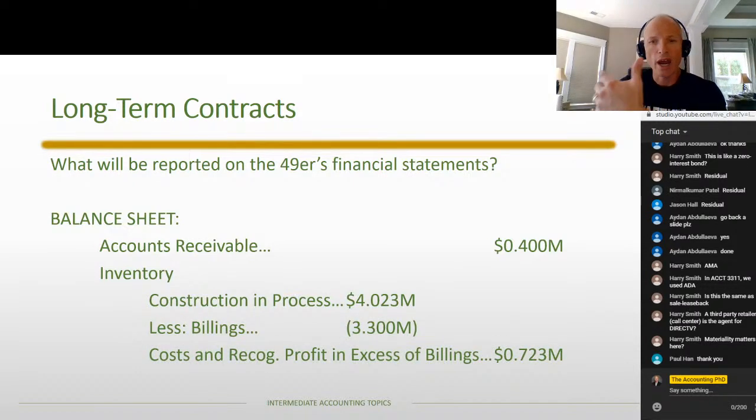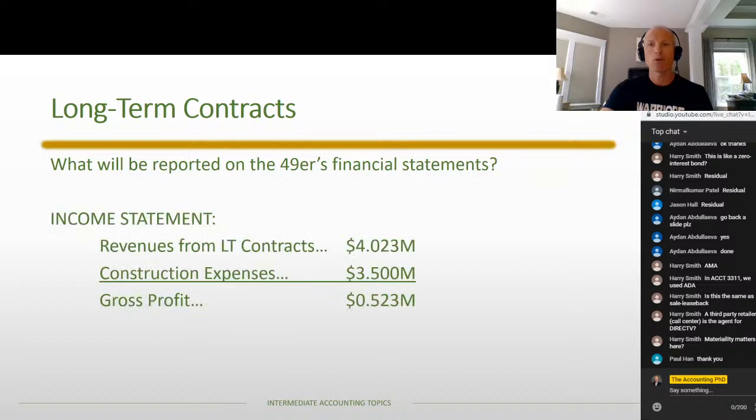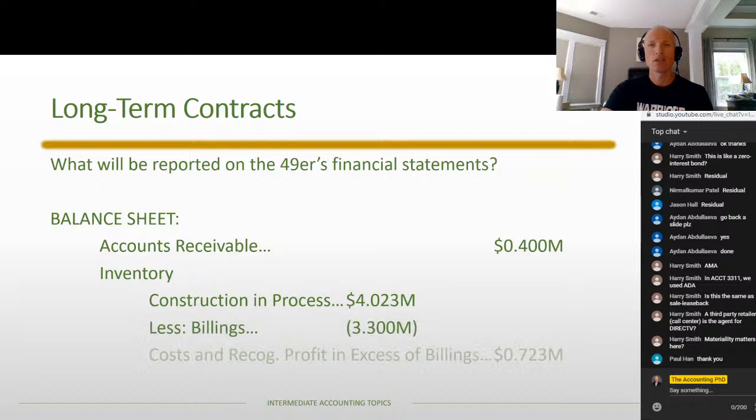And so then we subtract those billings, which means that our inventory is going to have the net of $0.723 million, the costs and recognized profit in excess of billings. That is the actual account. So this is what would be reported on the balance sheet. The income statement would have a gross profit related to these items, and the balance sheet would have these items listed under their assets: accounts receivable, and under inventory there would be this net costs and recognized profit in excess of billings. Again, this is how we handle long-term construction or long-term contracts. It doesn't have to be construction.